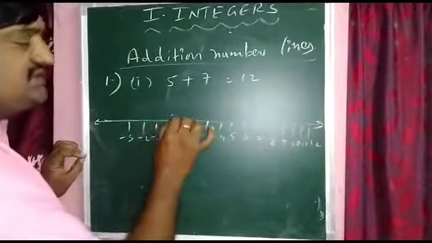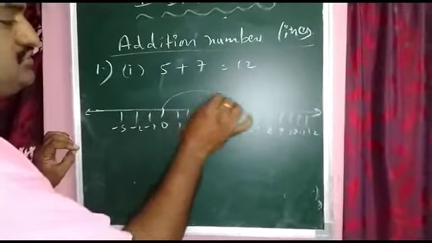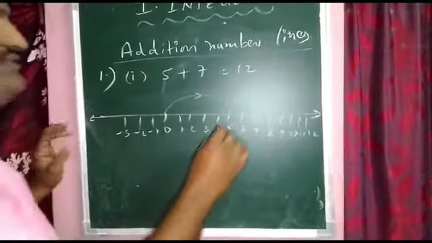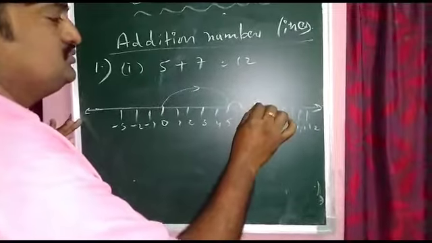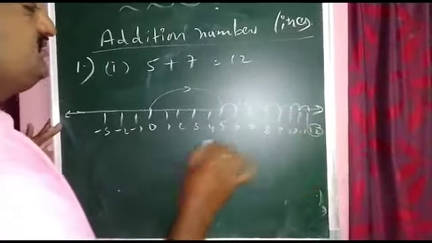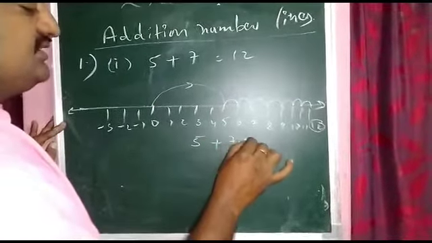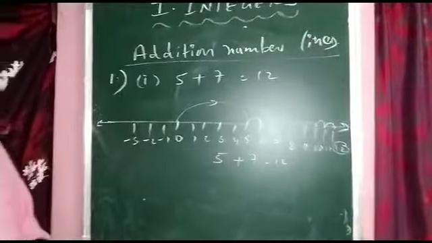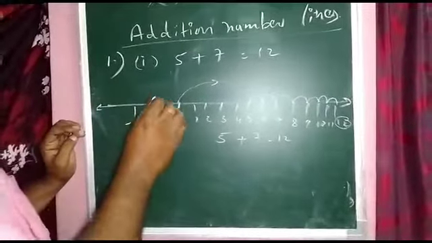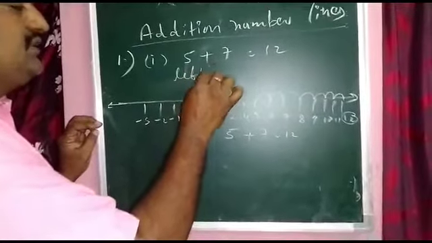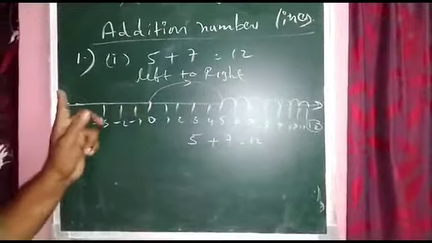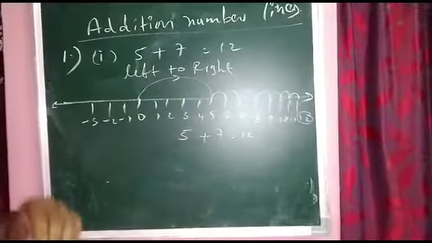See here, first we are going to positive numbers, that's why on the positive number side, the right side. We go from 0 to 5 first. After that, how many numbers? 7 numbers you will move. 1, 2, 3, 4, 5, 6, 7. The answer is 12. Therefore, 5 plus 7 is equal to 12. This way we draw the number line. When positive numbers are added, the movement is from left to right.